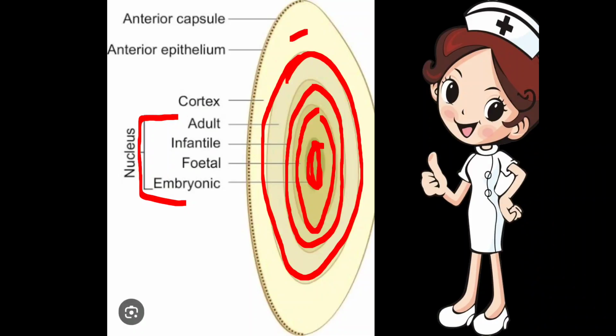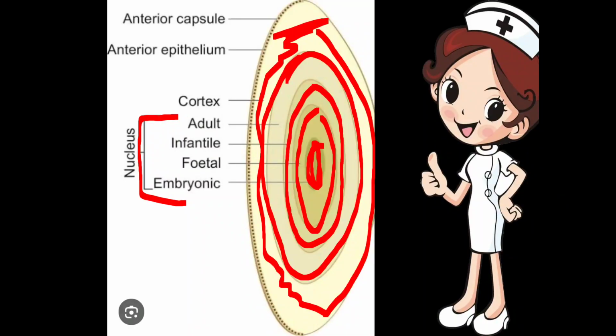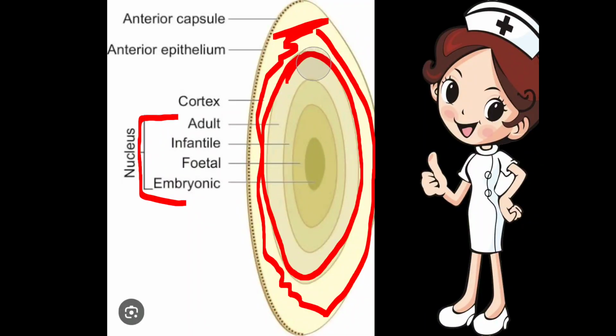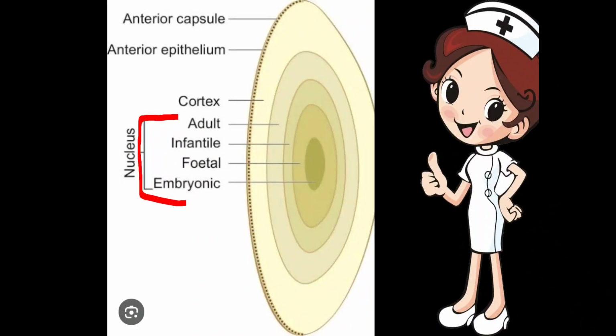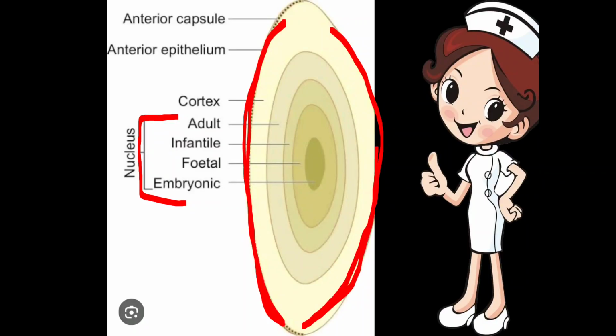Next, outside the nucleus there is a cortex area. So this whole part is the cortex area, the outside part covering the nucleus. Next, this one is the anterior capsule and this one is the posterior capsule. So we have two capsules, first one is the anterior and second one is the posterior, in which the other layers of the lens are placed and arranged in a manner. Nucleus as well as the cortex are placed in between the anterior capsule as well as the posterior capsule.